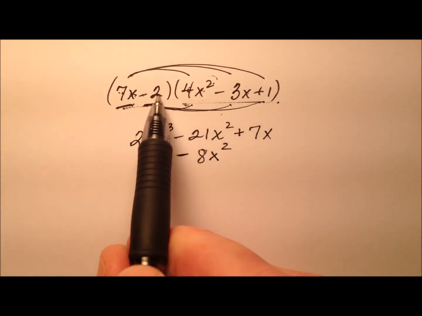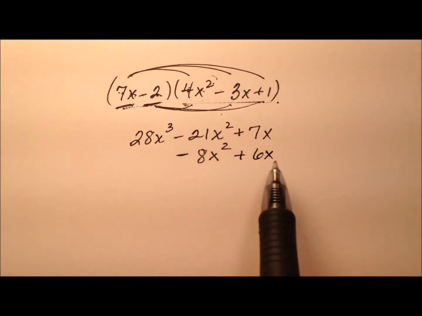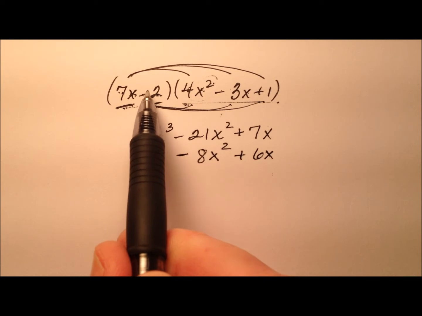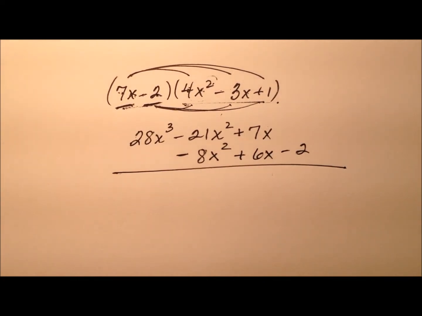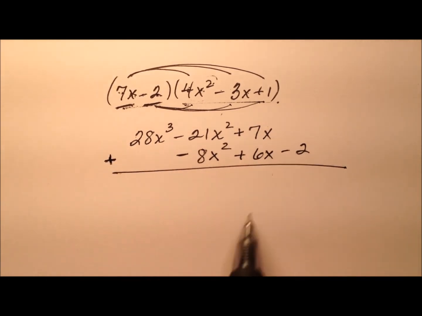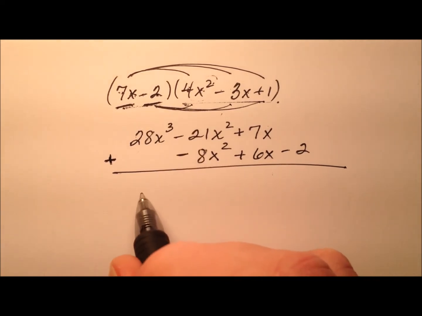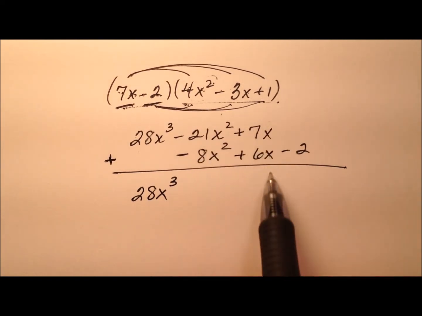So the next one, negative 2 times negative 3x, that'll be positive 6x, and you'll notice once again I'll line these x's up. And finally, negative 2 times positive 1 is a minus 2. And what I can do is put a line under all this, because really what I'm doing is going to add or combine all of these like terms. So the 28x cubed is the only x cubed term I have, so it'll just come down to the final answer. And now we'll go column by column.